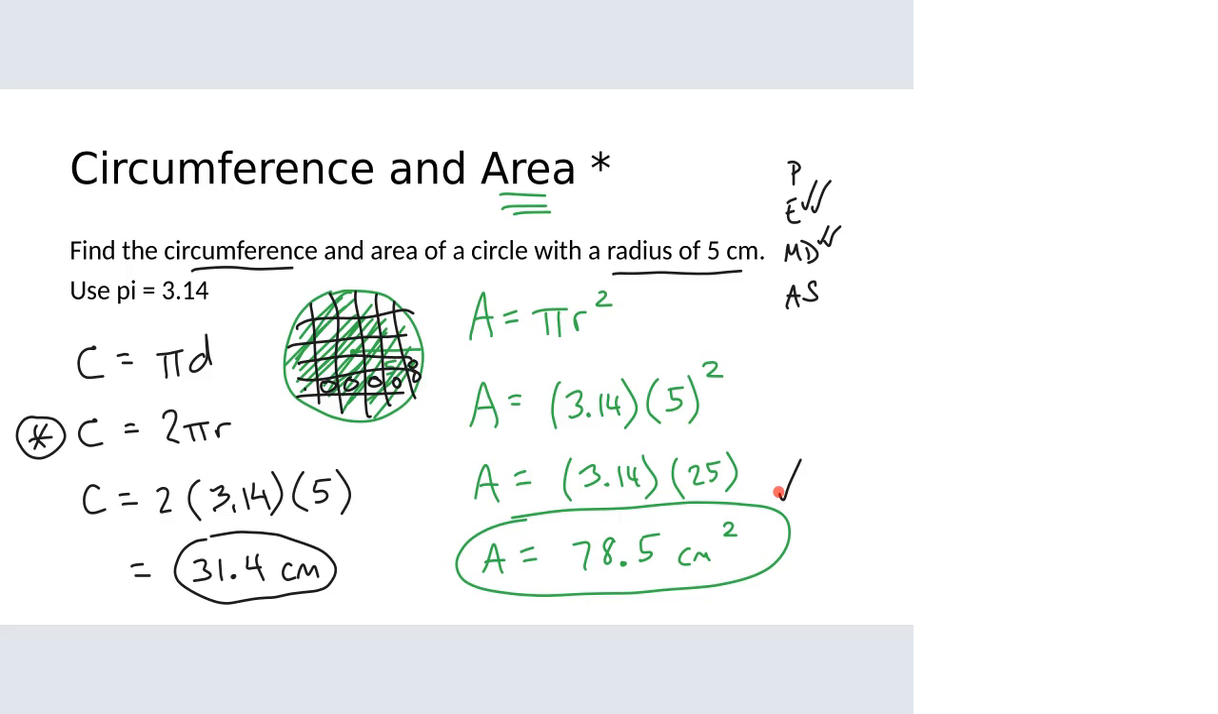Any questions on what we did there to find the circumference and area of a circle? Fantastic. Okay.